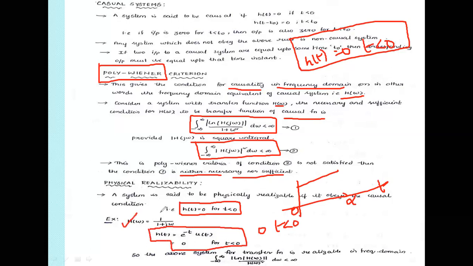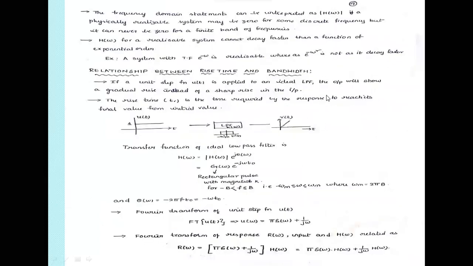For the function h of omega equal to 1 over 1 plus j omega, the above equation is less than infinity. Okay. Or otherwise, you can take the integral of the squared magnitude of h of omega d omega, which is less than infinity. You can prove that the value is finite, and then it satisfies the Paley-Wiener criterion. Okay.